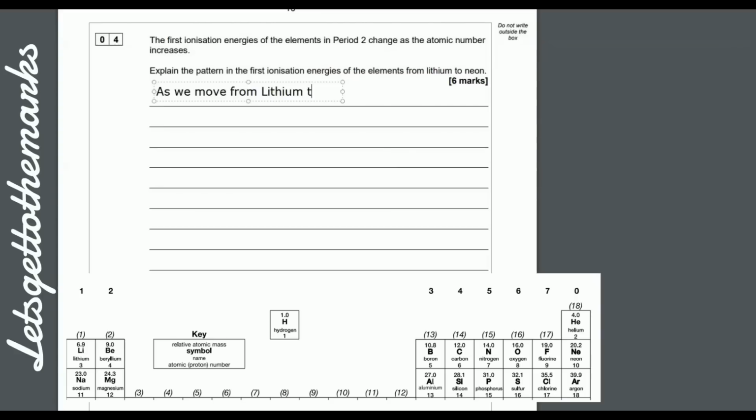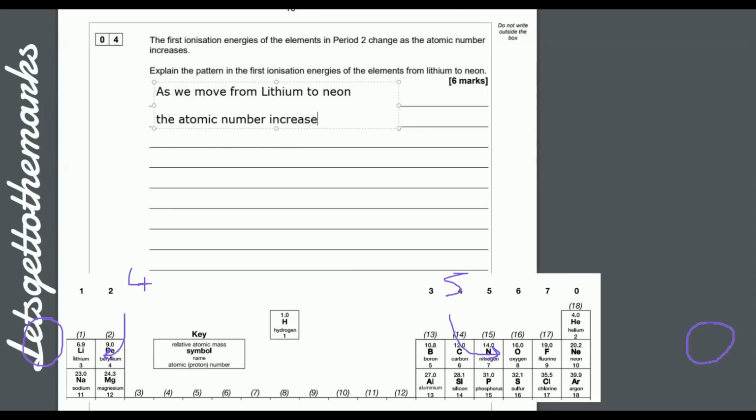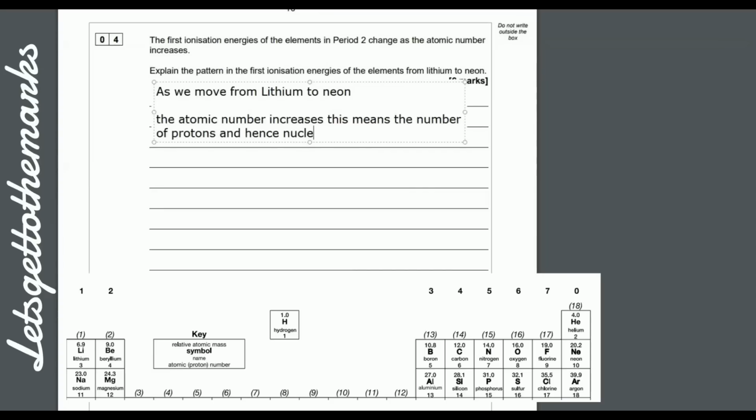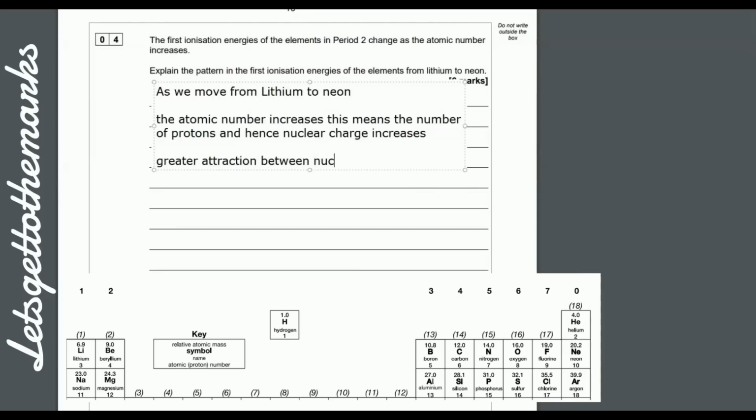So as we move from lithium to neon across period 2, and you can see on the periodic table here, the atomic number is increasing. So what does this mean? This means the number of protons in the nucleus is also increasing. So for instance, when we went from beryllium to boron there, it went from 4 to 5, or from boron to carbon, it goes 5 to 6.